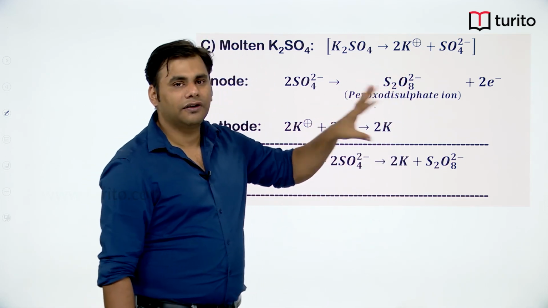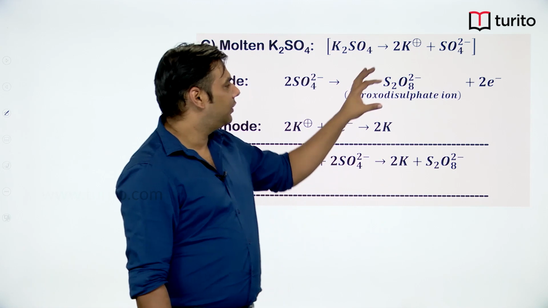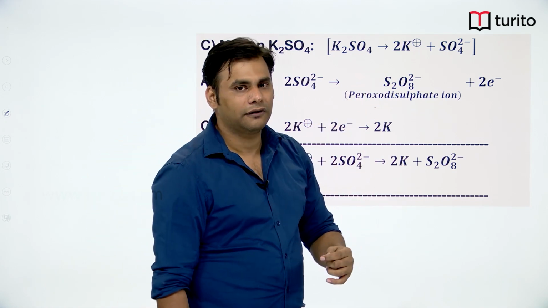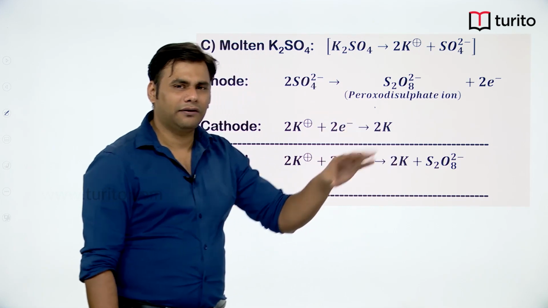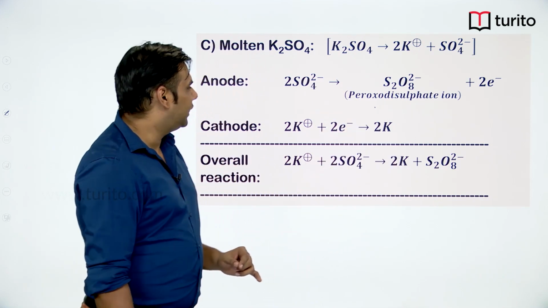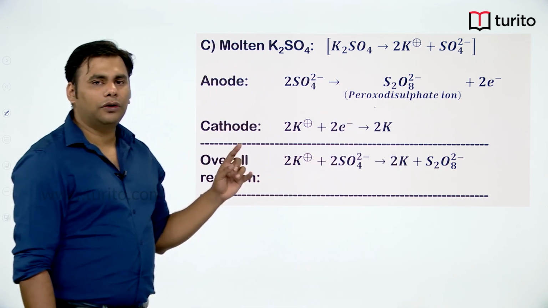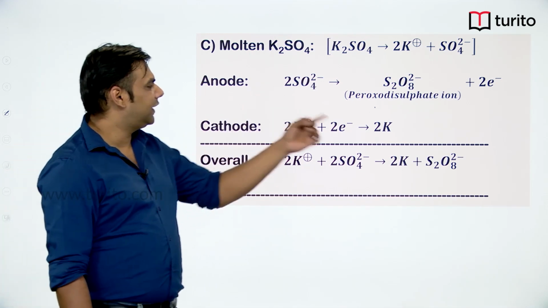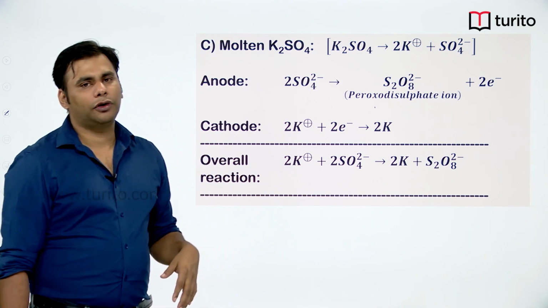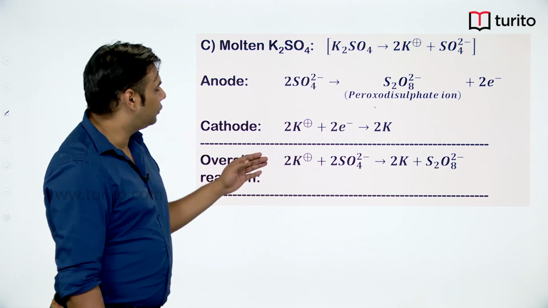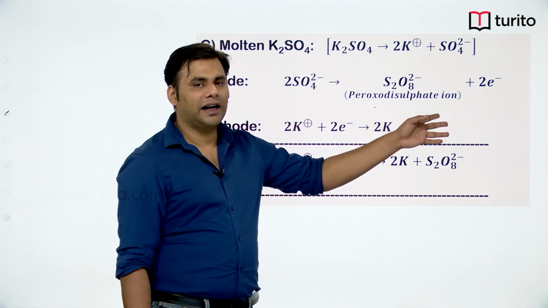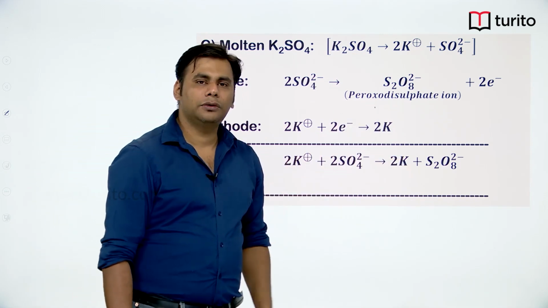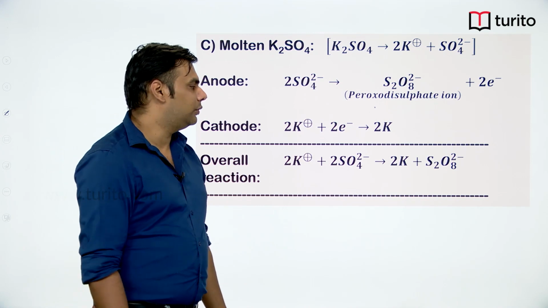We'll study this when we are doing the transition elements. S2O8 2- directly converts Mn2+ into MnO4-. So these are the basic points that we'll be doing in inorganic chemistry. So at the anode we'll say that S2O8 2- is getting liberated, and at the cathode potassium would be deposited at the electrode. So the overall reaction, you can just add it and cancel out the electrons, so we'll get K2SO4 changing into potassium plus S2O8 2-.